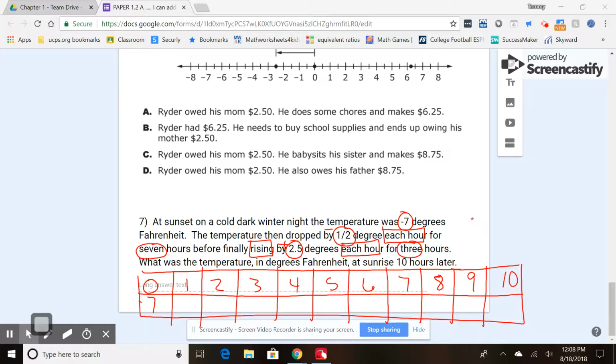For the first 7 hours, the temperature was dropping a half degree every hour. So dropping is negative. So here's what's happening. The third hour, it drops. And it continues to drop. For 7 hours, it drops a half a degree every hour. And then it starts to warm up. For the last 3 hours, it warms up 2.5. So these are all positive.